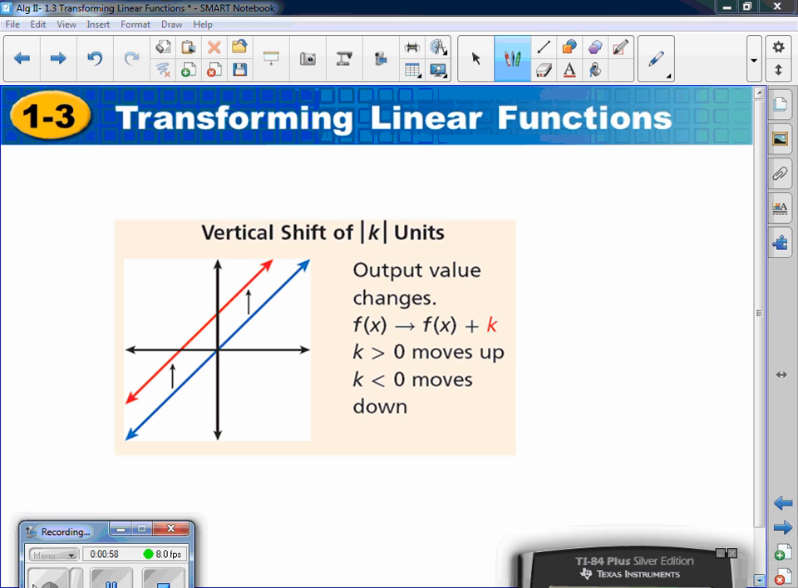So if we have a vertical shift of k units, and we want to shift this blue graph, or this blue function, to the red function, we take the actual function f of x, and we add or subtract a number to it. If k is positive, the graph moves up. If it's negative, the function moves down.